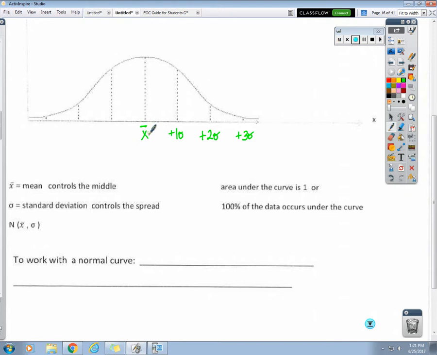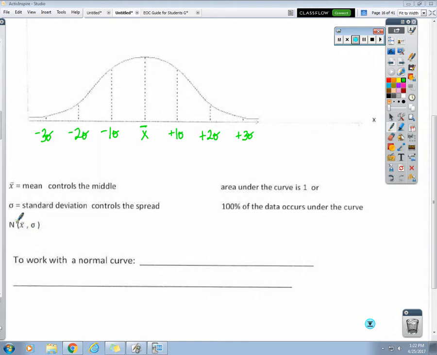Now, just like we have people above average, we have people that score below average. You might just barely be below average and be one standard deviation below, or you could be even lower, two below, or you could be three below. Okay, so the area under the curve is 1 or 100% of the data. So all of your data will be represented under the curve. Remember this little symbol, sigma, represents standard deviation and it controls the spread.